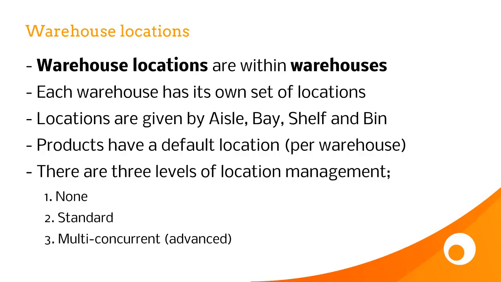None, which means you don't track the location of items within a warehouse, but you can still have multiple warehouses. The standard location management, which means an item is always going to live in its default location. And then multi-concurrent location management, which means that every single goods in cycle for a product can be placed into a different location within the warehouse, which means that a product could well be spread across multiple locations.